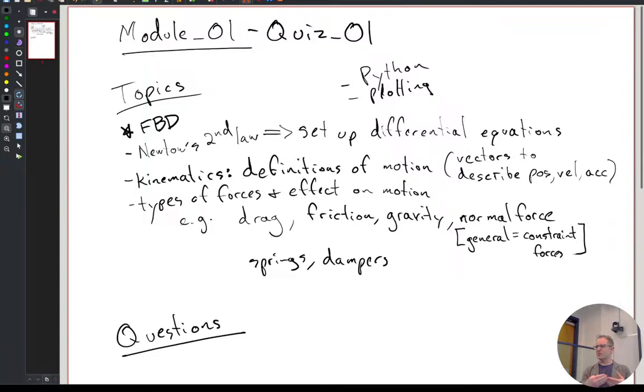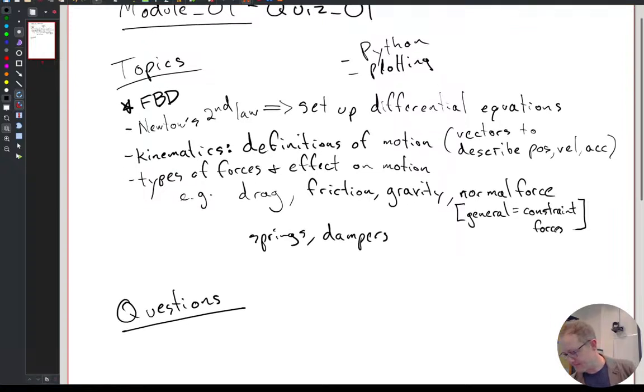Drag, now that's a weird one. It's proportional to speed squared. So you end up with a weird tangent of time or something of your speed. And then springs and dampers, now we have something proportional to position or velocity, things like that.